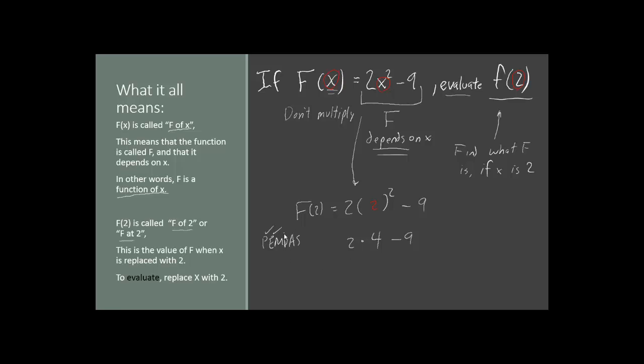We now have multiplication and division. Our multiplication is 2 times 4. That's 8. Still minus 9. Then we do additions or subtractions. All we have left is 8 minus 9, and that's equal to negative 1. So what we can say is f at 2 equals negative 1. So it's not too bad once you know what it all means. But now we'll give you a slightly more unconventional example.